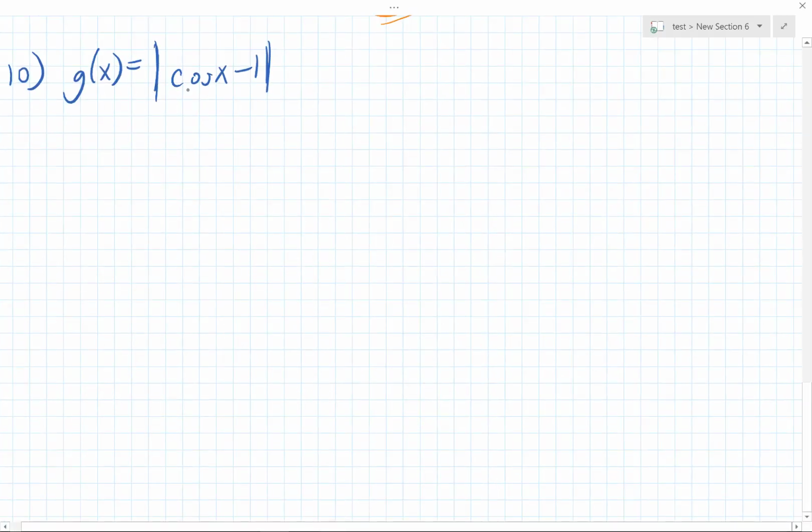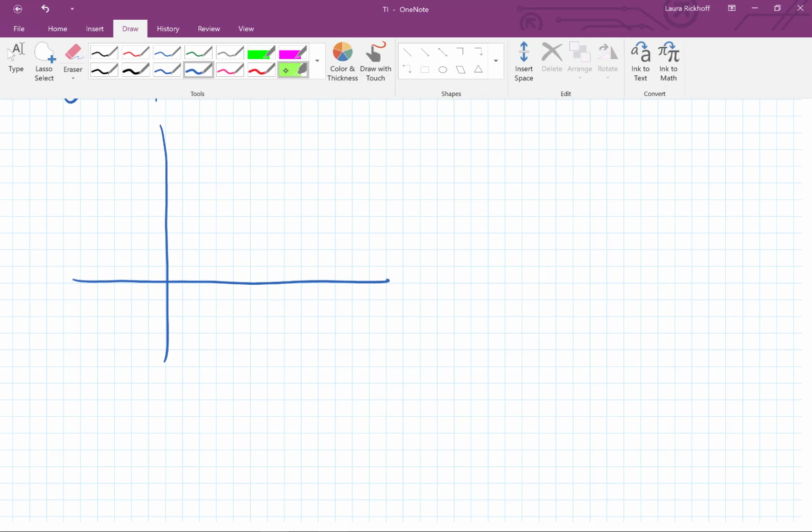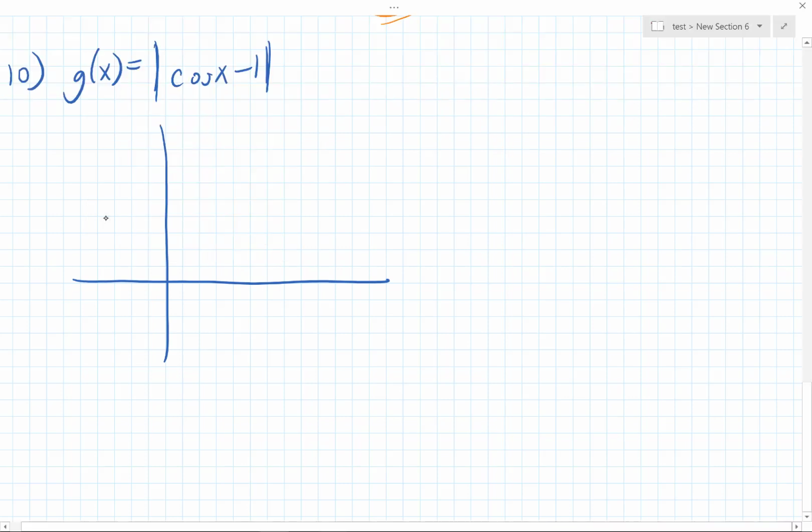Okay, so for this one I'm going to think of a normal cosine. I'm going to shift it down 1, and then I'm going to take the absolute value of that. If my normal cosine is shifted down 1, normally its middle line is at 0, now it's going to be at -1. Normally it has an amplitude of 1, and it still does, so its new max will be at 0, and its new min will be at -2, and it'll bounce between there and there.